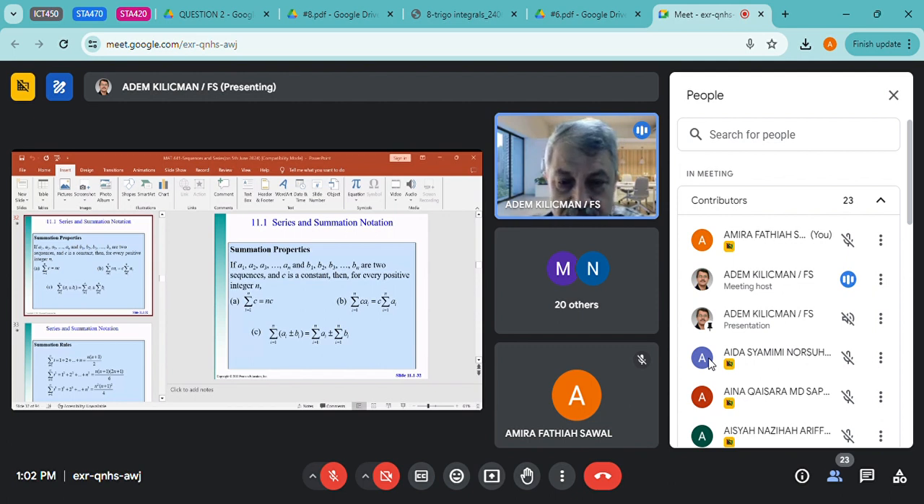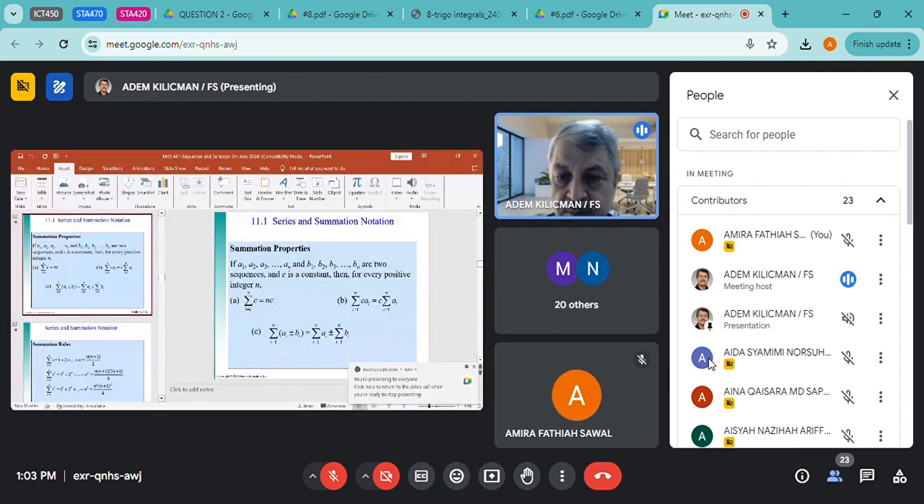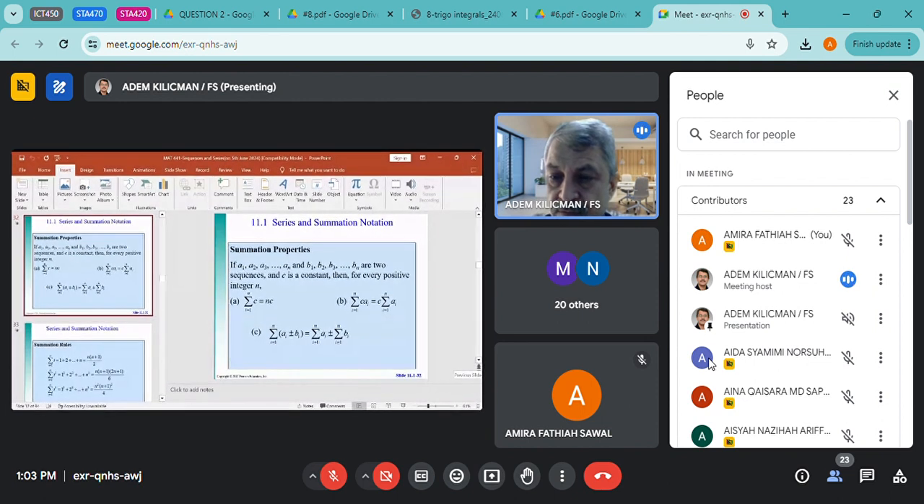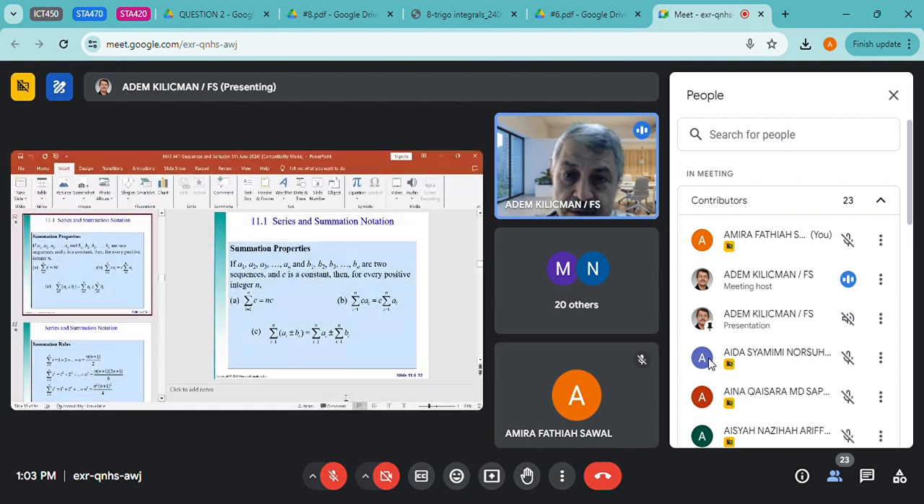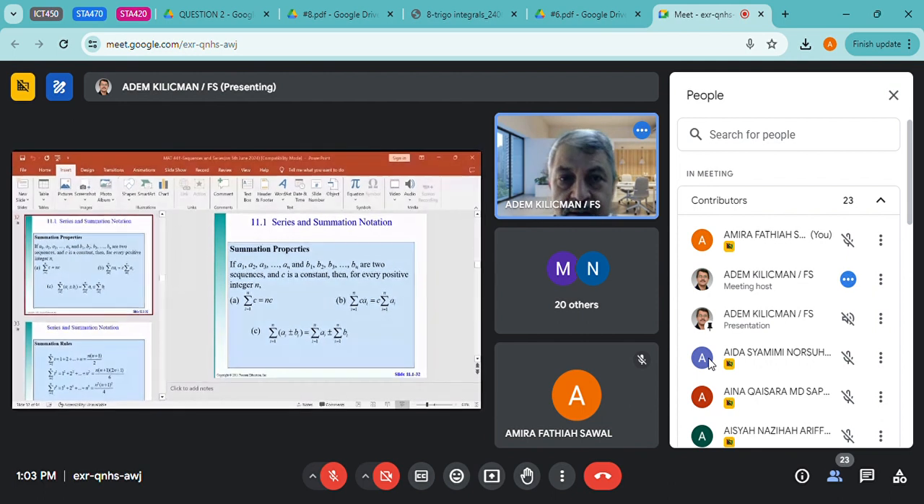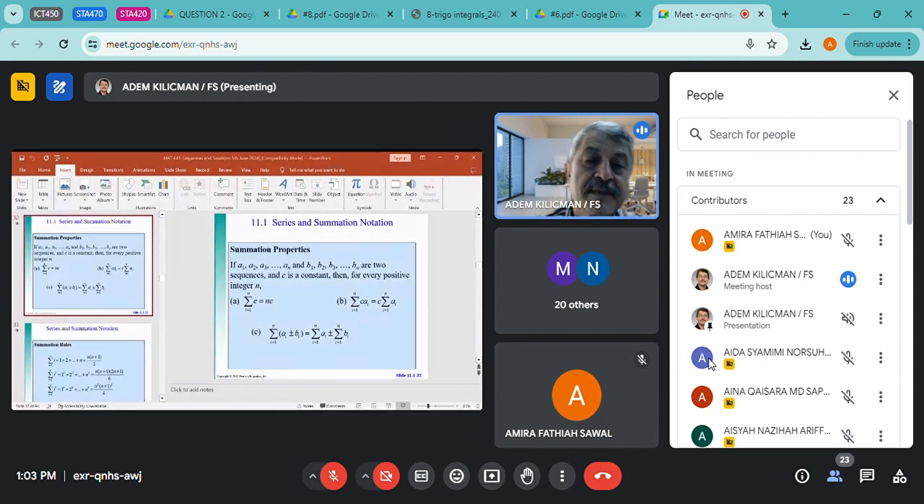Okay, the operations with the summations of the terms of the sequences or series, basically, we can do similar operations that we used to do with the functions. Don't panic when you see the series. Actually, they are the summation or added up of those sequences. Okay, now you can see summation properties.